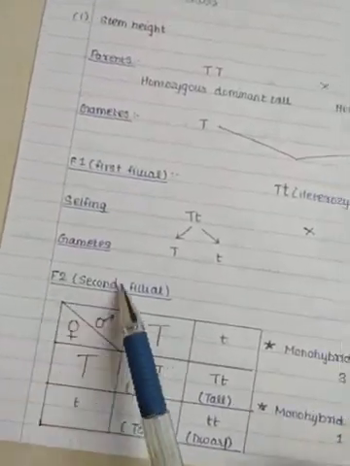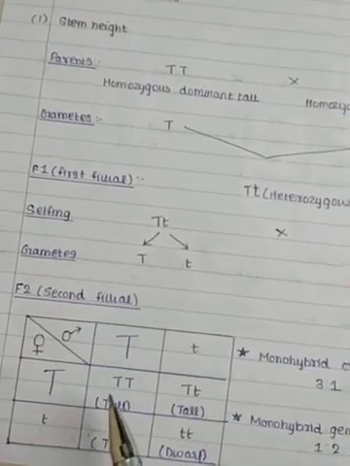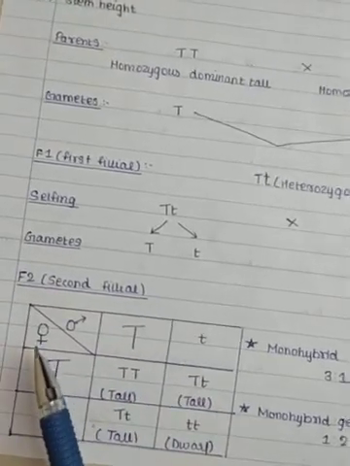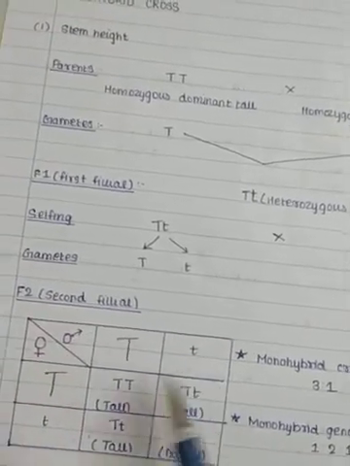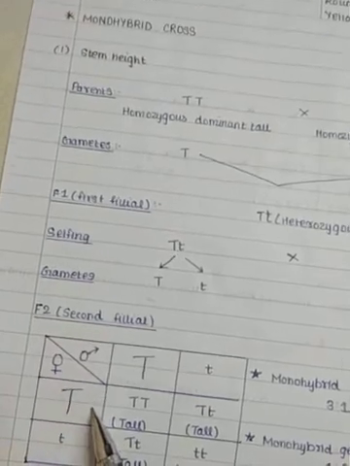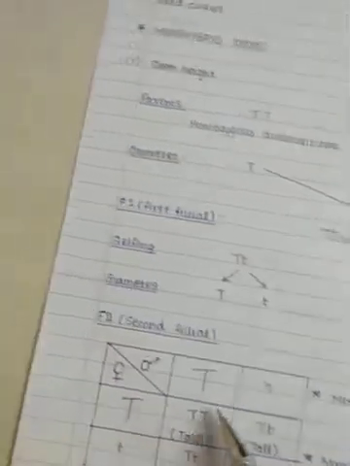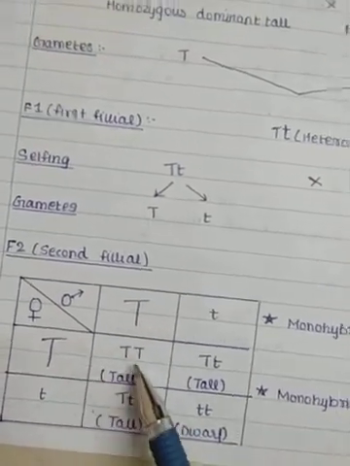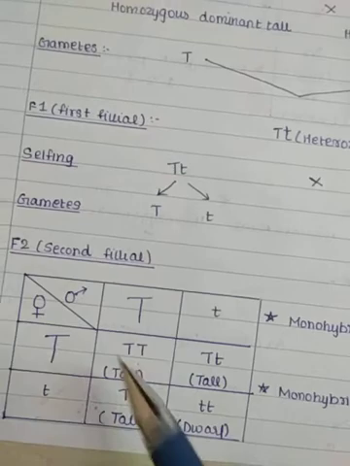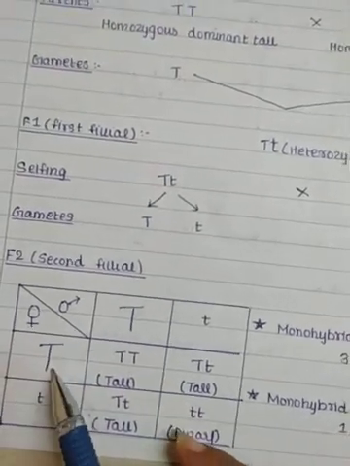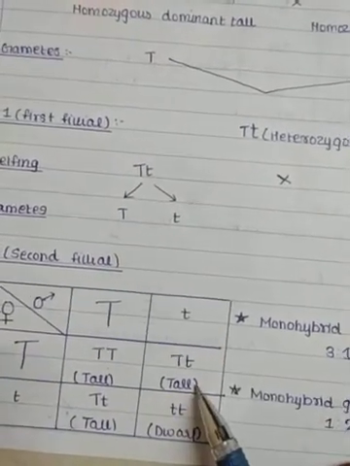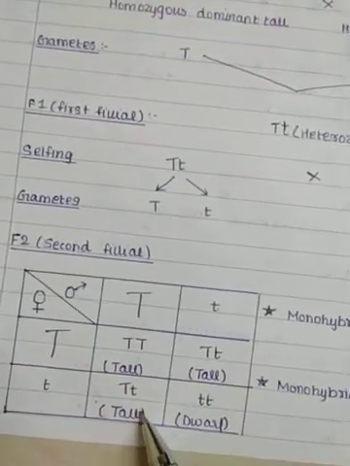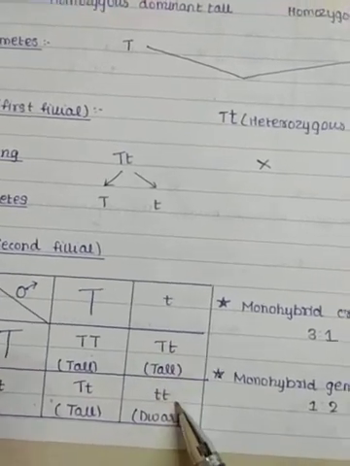So here in the second generation we will prepare a Punnett square. The female will have capital T, small t, and the male will have capital T, small t. Here, capital T and capital T will give the first child as tall, second capital T and small t will be heterozygous tall, small t and capital T heterozygous tall, and small t and small t it will be dwarf.